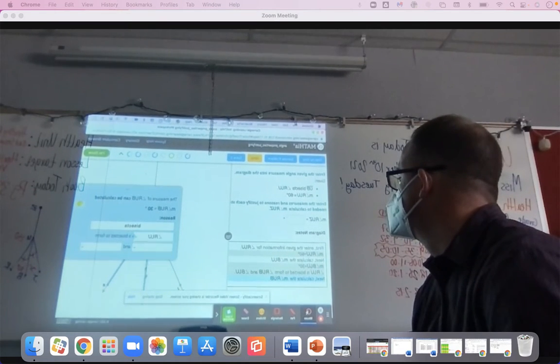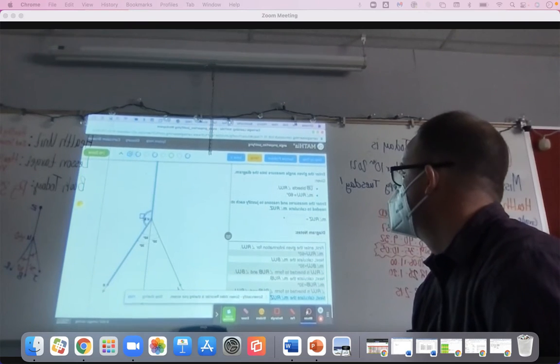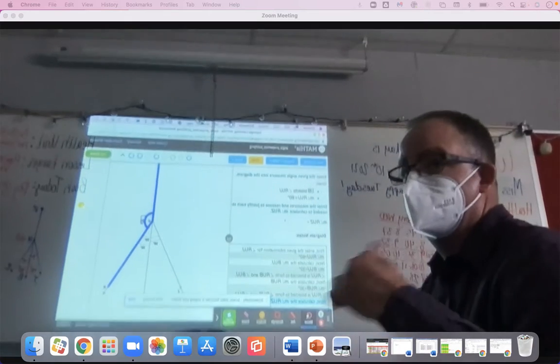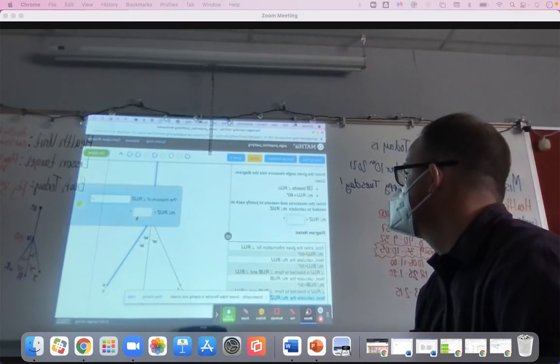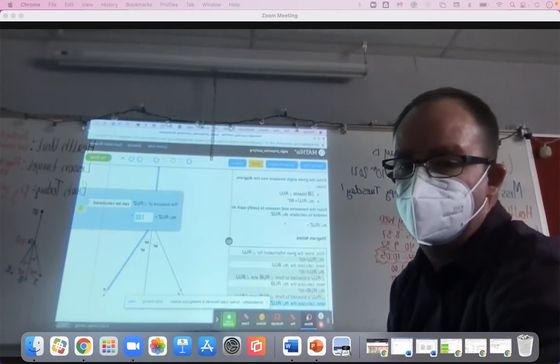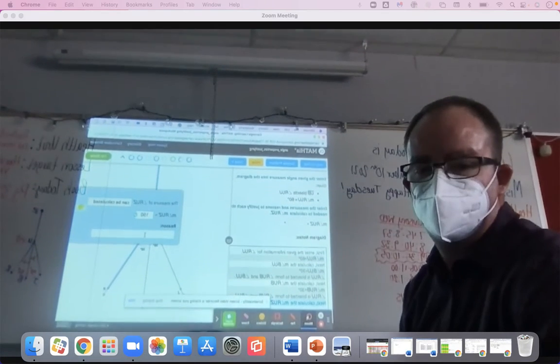RUJ is bisected to form RUB and BUJ. All right. We said this 30 and this angle out here have to form a straight line, so they got to make 180. If this is 30, this has to be 150. Can be calculated 150. What's our reason? Linear pair.